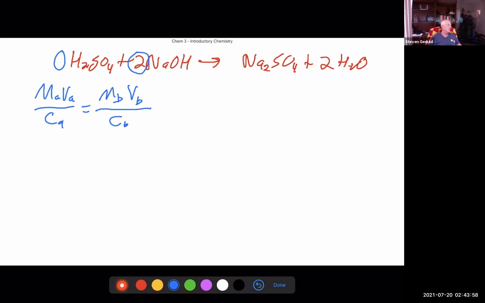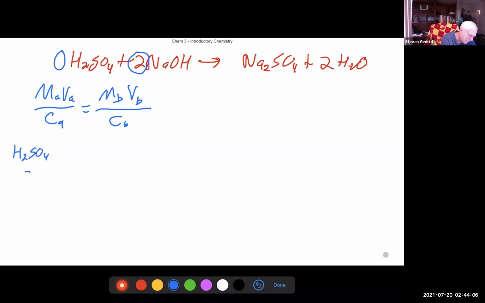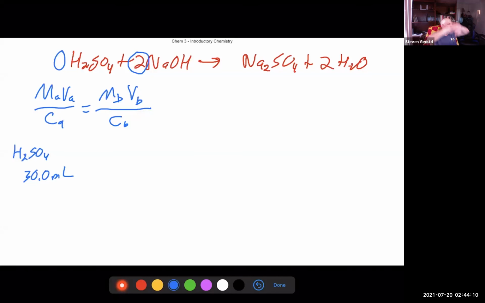Now we're given 30 milliliters of the acid. So we'll put H2SO4 over here, and we have 30 milliliters of it. That's what we're starting with. It says 30 milliliters of H2SO4 solution with an unknown concentration, so unknown molarity. It was titrated to a phenolphthalein endpoint, which means an indicator with a certain color.